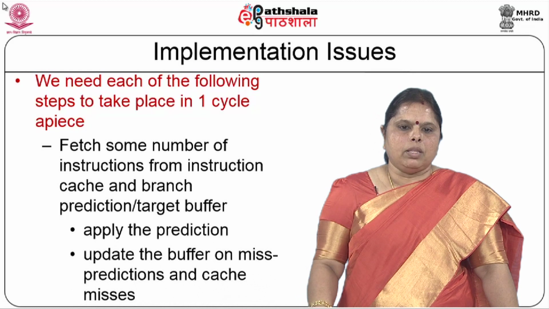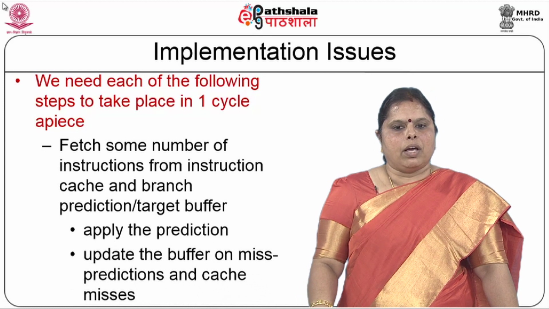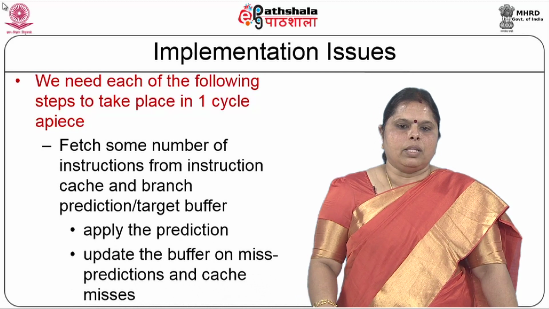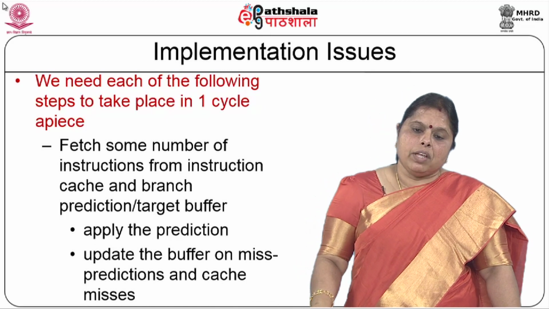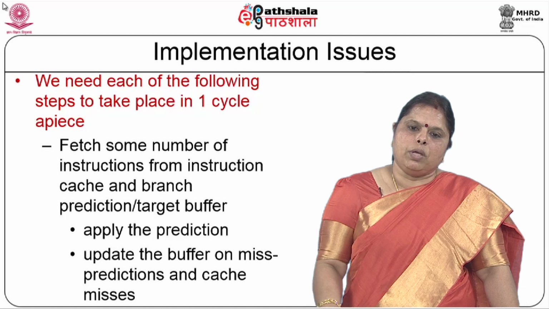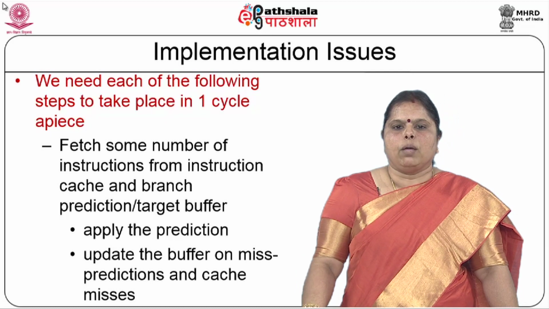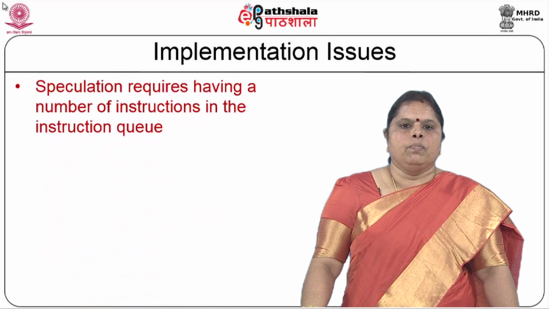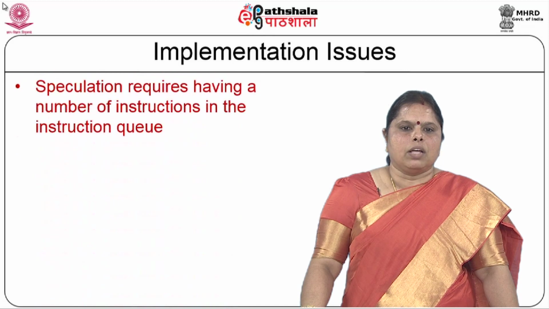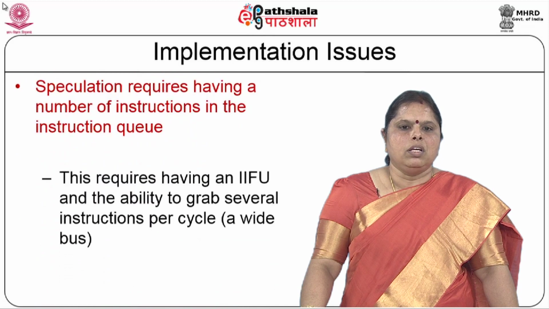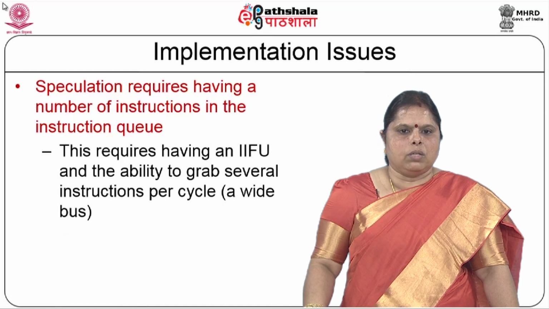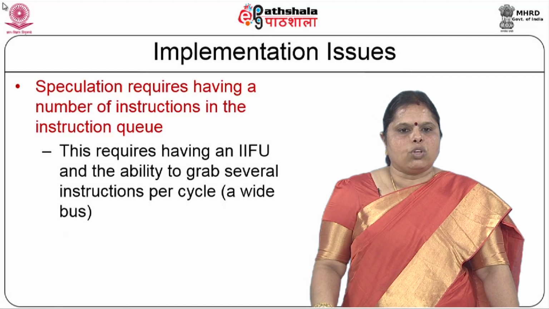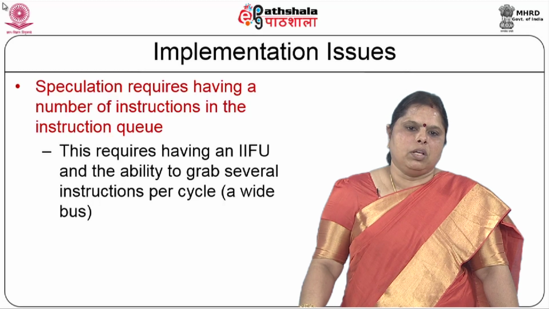So, you will have to apply the prediction, you will have to get the instructions, you will have to update the buffer on mispredictions and cache misses. So, if there is a misprediction, all that has to be updated, all this will have to happen within one clock cycle. And speculation requires having a number of instructions in the instruction queue, because you are trying to execute instructions even beyond the branch, which means I need to stock up a number of instructions which can be executed.